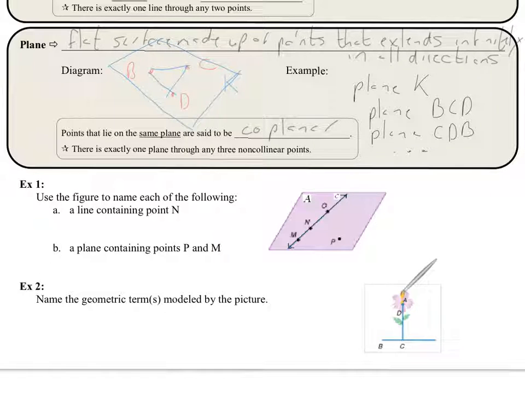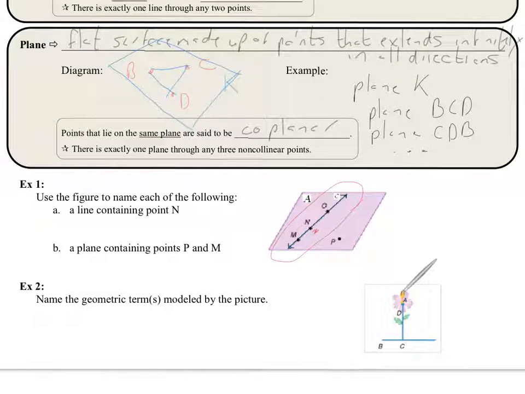In example 1, our directions tell us to use the figure to name each of the following. In part A, it tells us to find a line containing point N. When we look for point N, it is right between points M and O. Remember, a line can be drawn between 2 points. So the line that we are going to look at is that line right there.